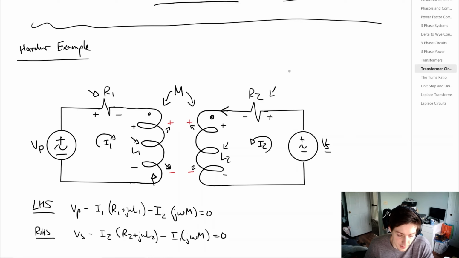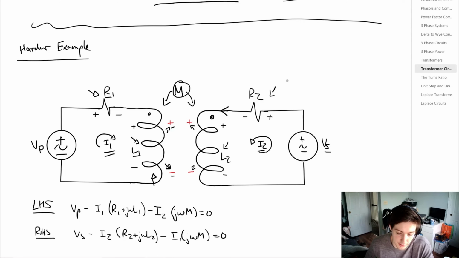And again, if we focus on L1, now it looks like we have a voltage drop due to I1 and a voltage drop due to I2 here in the red. So writing a KVL around the left-hand side of the transformer, we get Vp minus I1 times the sum of these impedances. And then because we have a plus and a minus right here, we have that additional voltage drop due to I2. That's going to be equal to j omega times the mutual inductance right here.